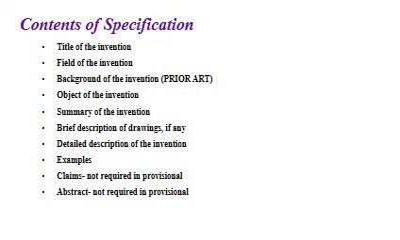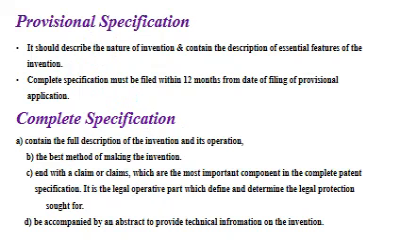So the content of specifications during the registration of a patent: title of the invention, field of the invention, background of the invention, objective of the invention, summary of the invention, then drawings, descriptions, examples, claims, and the abstract.